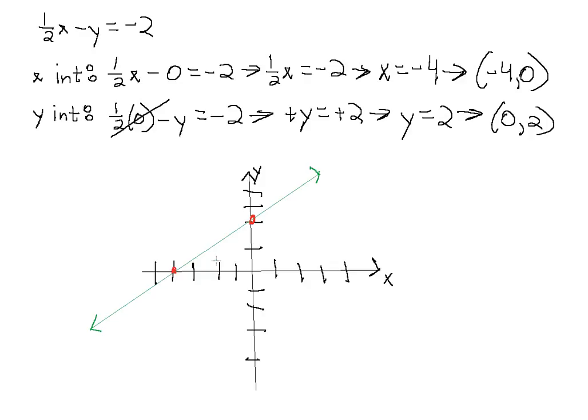So very simple. Using the intercepts makes graphing a line very, very simple because they're really two very easy points to find. So very effective way of graphing a linear equation.